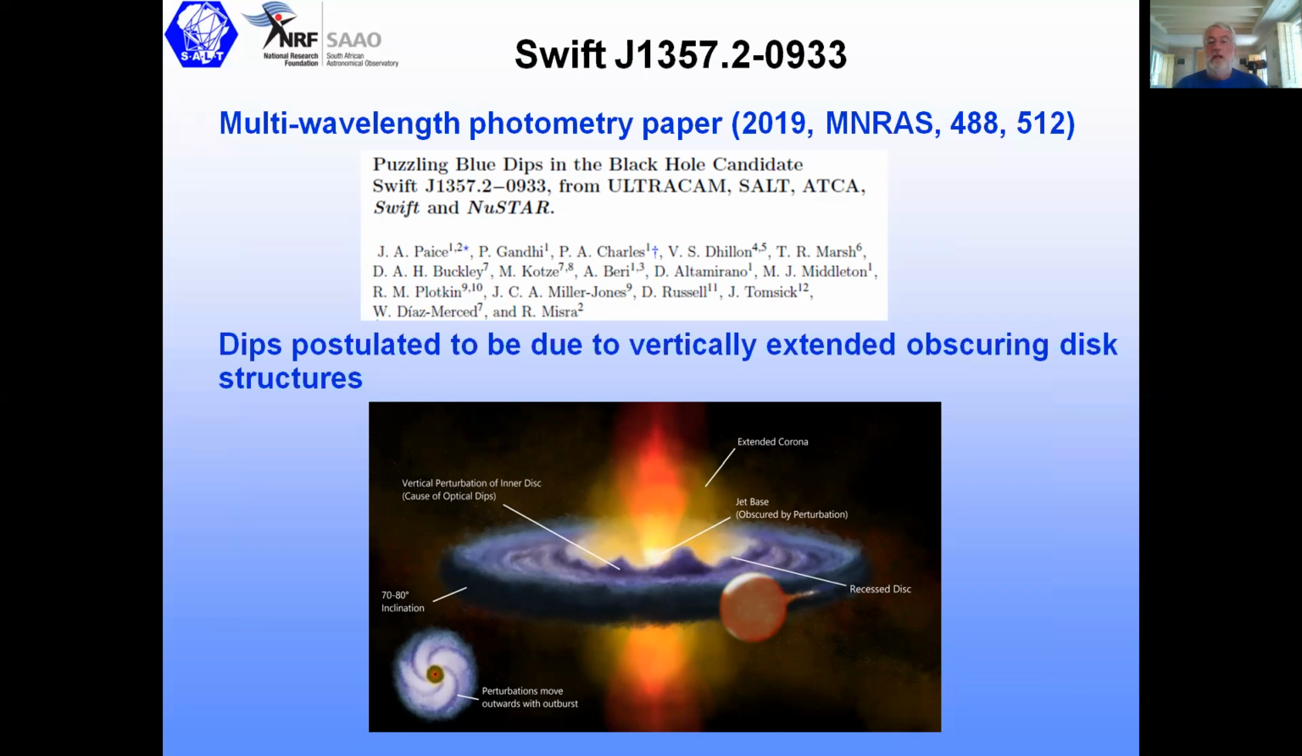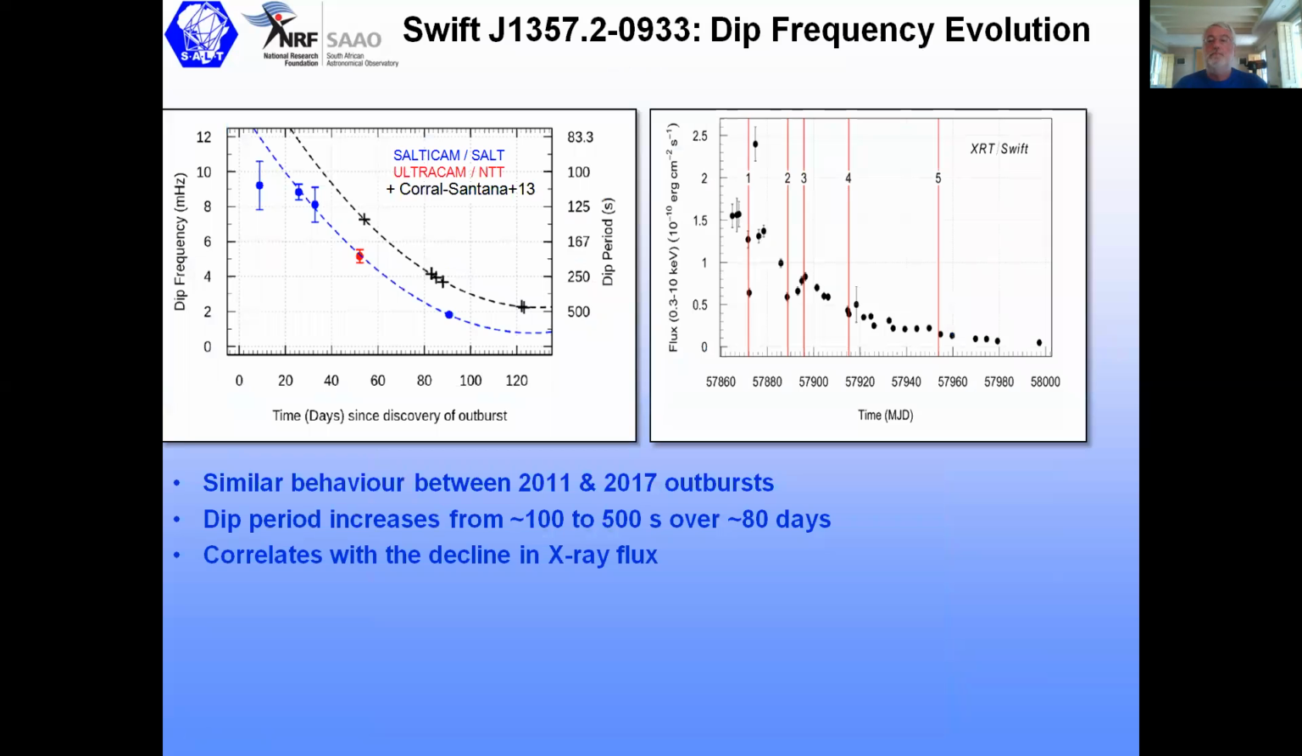And the dips have been postulated to be due to vertically extended parts of the accretion disk in the inner region, which periodically, due to the Keplerian rotation, occult the inner source of luminosity, causing a dip at the Keplerian frequency. And during the outburst, these extended regions propagate outwards in the disk, so the Keplerian period increases, and so the dip frequency decreases.